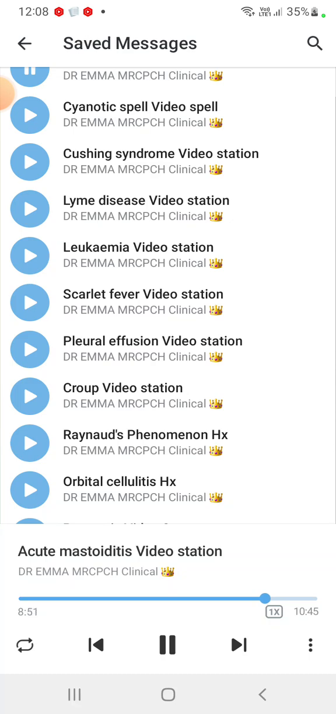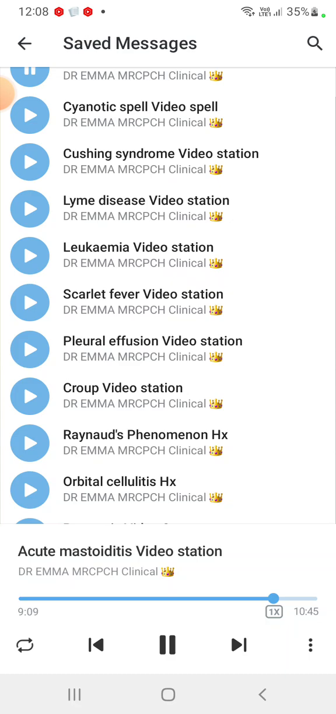Regarding antibiotics, remember pneumonia and pleural effusions. Then we are going, if it is orbital cellulitis, periorbital cellulitis, or acute mastoiditis, everything, we are starting with IV ceftriaxone, and when improved, we go to co-amoxiclav.